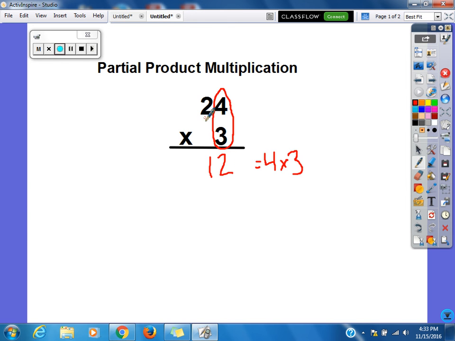Now I need to come over here to this 2. But I know that this is not really just a 2. The 2 is in the tens place. So that 2 is actually 20. So the next multiplication problem I need to solve is 20 times 3. Not just 2 times 3, but 20 times 3. And I know that 20 times 3 is 60.